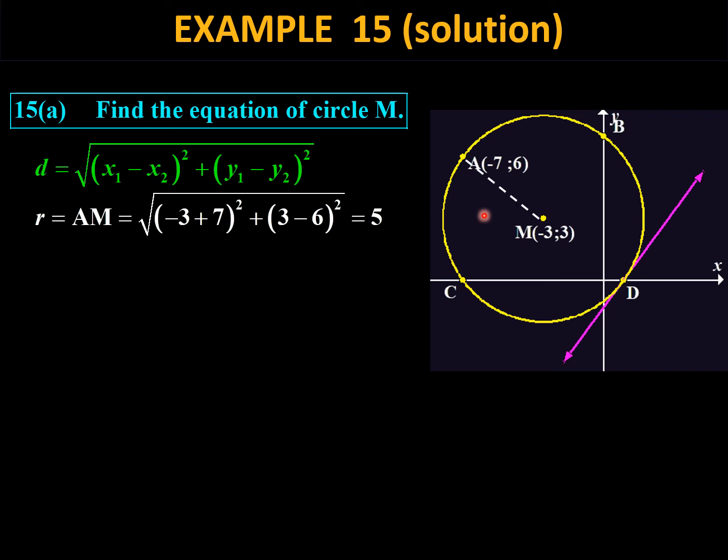So there I've got the radius. The radius is 5, right? So my equation then will be, -3 becomes +3, that's 3, and 5 becomes 25, and there's the equation of the circle.